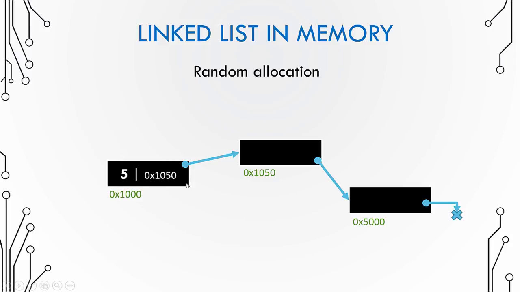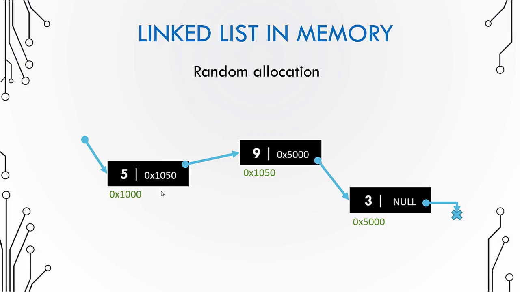So the first node contains 2 parts. First part is the data part, which stores 5 in this case, and the second part stores the address of the next node. The same is the case with the second node, where the data part contains 9 and the address part or the link part contains the address of the next node. And the last node stores the number 3, and since this is the last node, it wouldn't point to any other node. That is why it points to null.